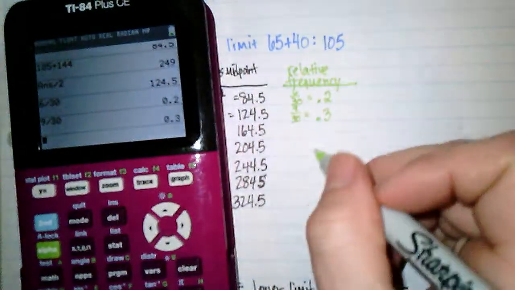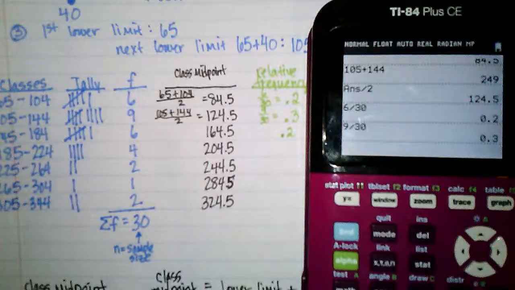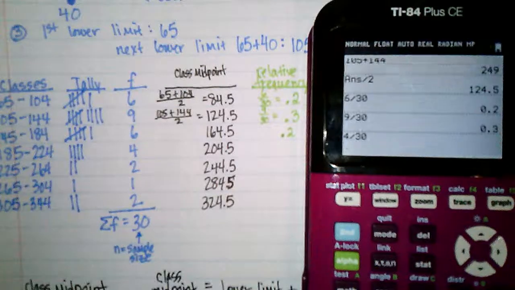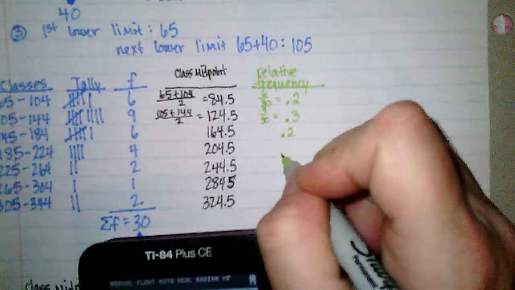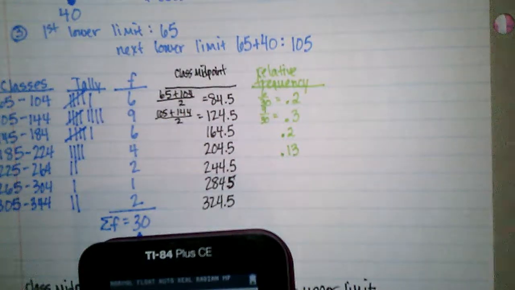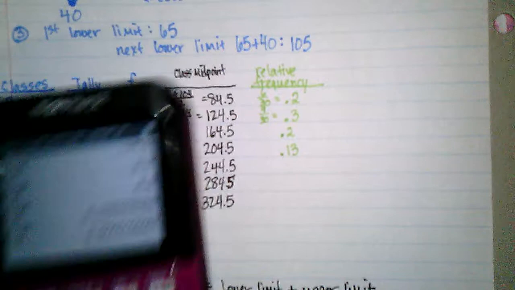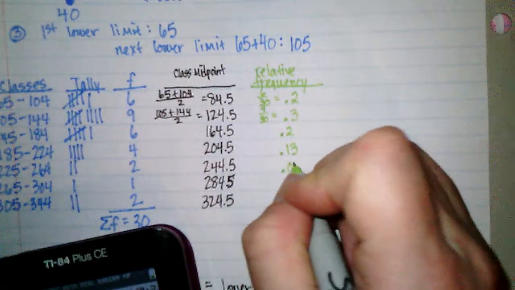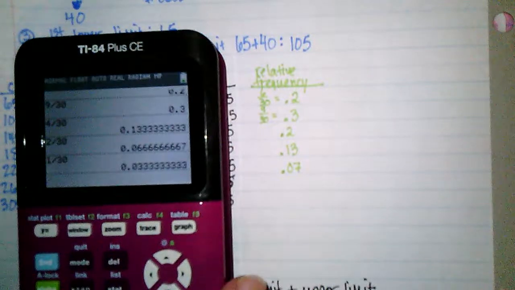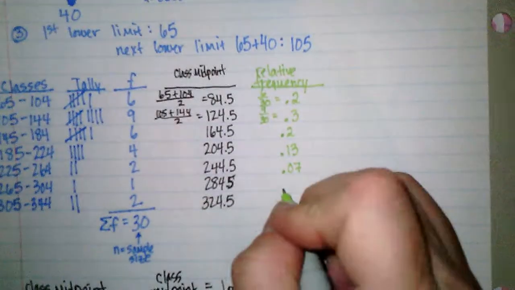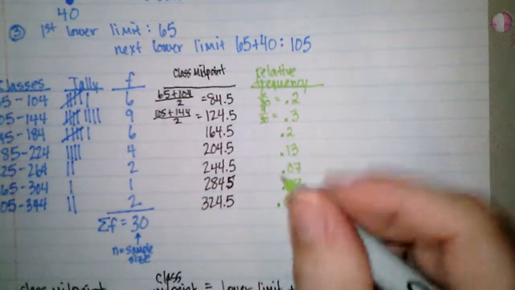So 6 divided by 30 again is 0.2. We've already had that one. 4 divided by 30 is 0.13. 2 divided by 30, we'll call that 0.07. 1 divided by 30, 0.03. And then 2 again would be 0.07.